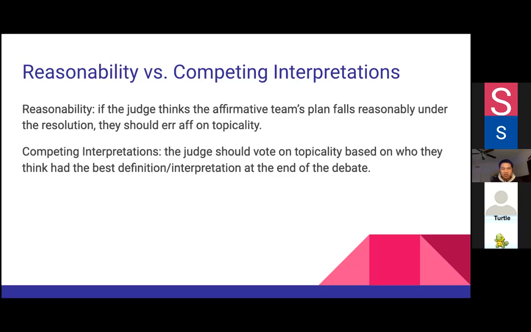Whereas the negative should try and avoid conceding reasonability because that basically means we're leaving the fate of the debate, or at least the fate of this argument, topicality, up to the judge because we're basically agreeing that the judge should have a say in whether or not the affirmative team is topical, rather than basing everything on the context of the complicated topicality debate that the negative is trying to have in the round.